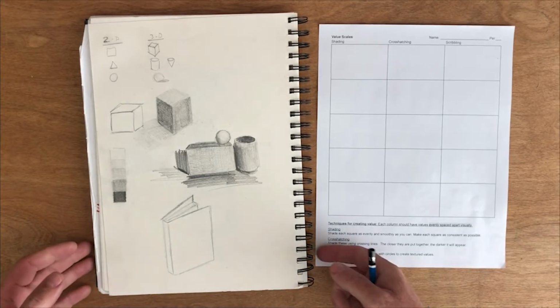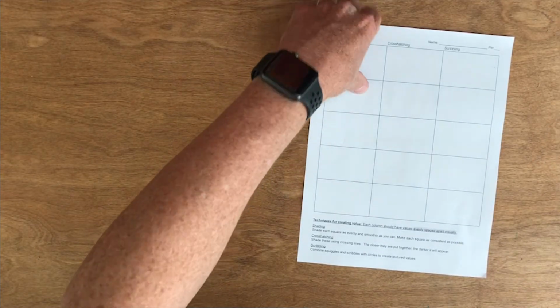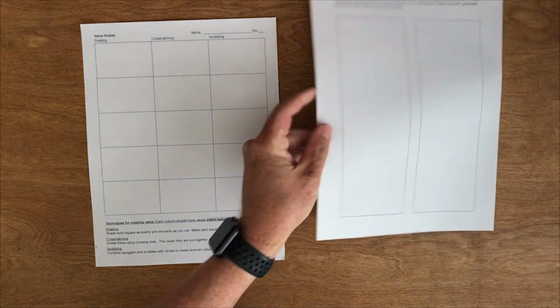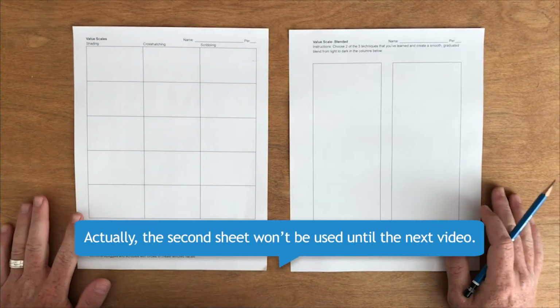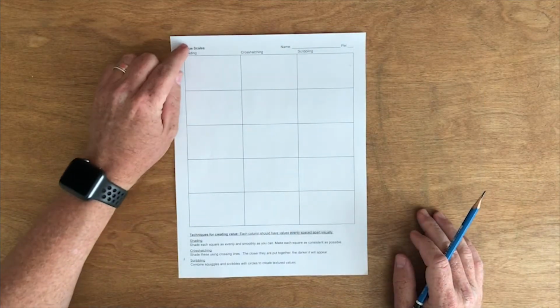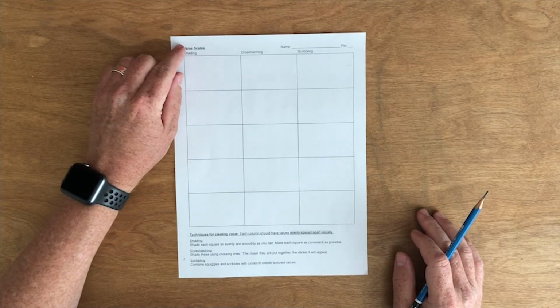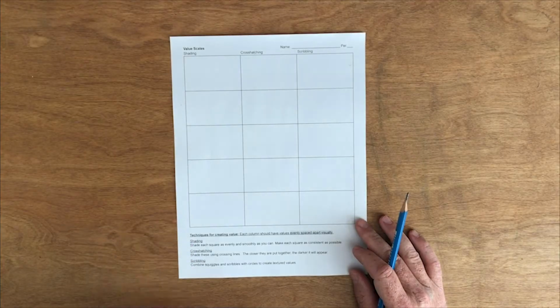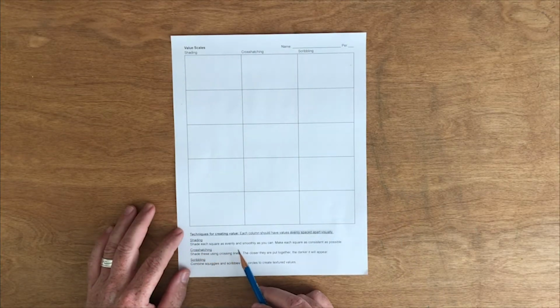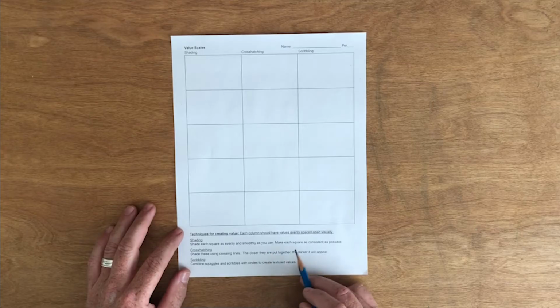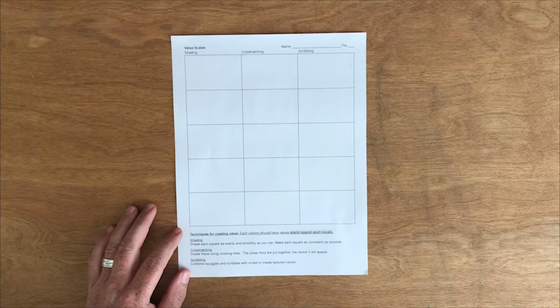So we're going to use this handout and this handout to learn about values. We're going to use, it says on this first column, it just says to just use shading. And on our handout, it says shade each square as evenly and as smoothly as you can. Make each square as consistent as possible.